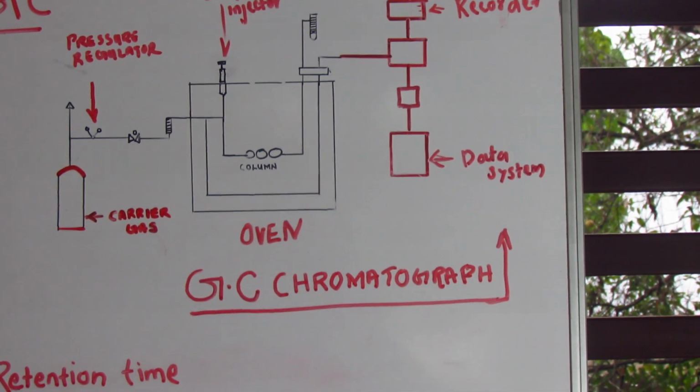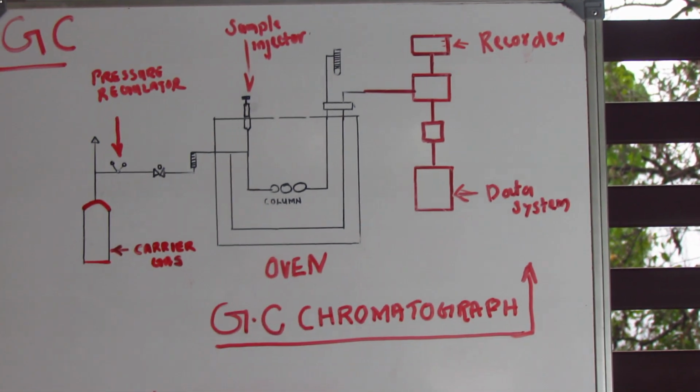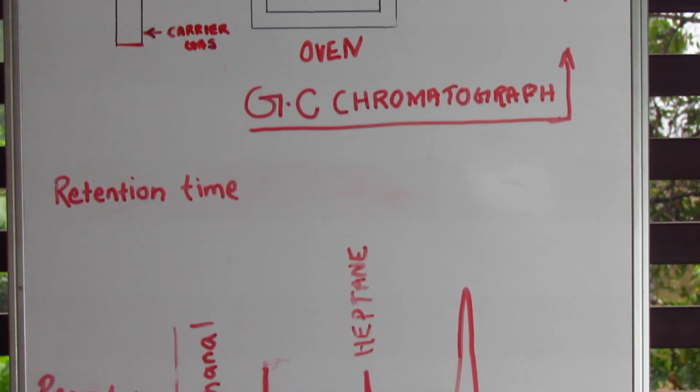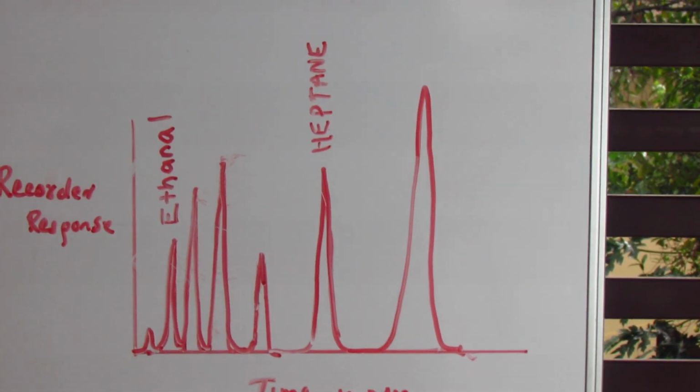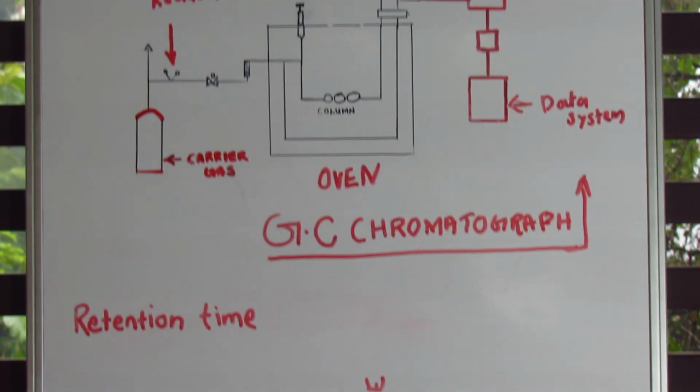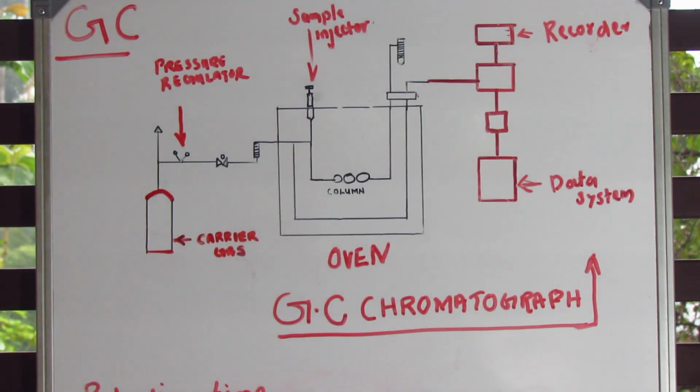That's all about the procedure. Then we are moving to the applications of GC. GC is used to test the purity of organic compounds. If any impurities are present, additional peaks are obtained.